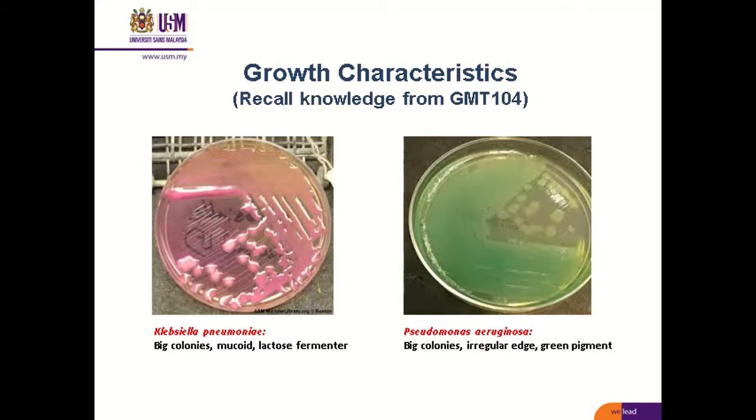And on the right is a culture of Pseudomonas aeruginosa, where we can see big colonies with irregular edge and green pigment. So we can confirm this by a few biochemical tests.